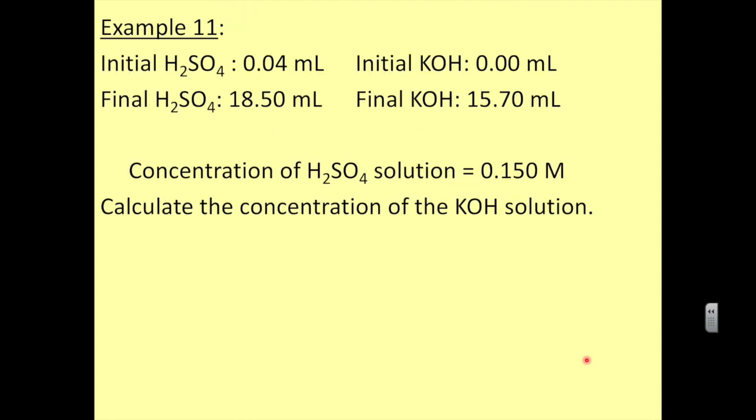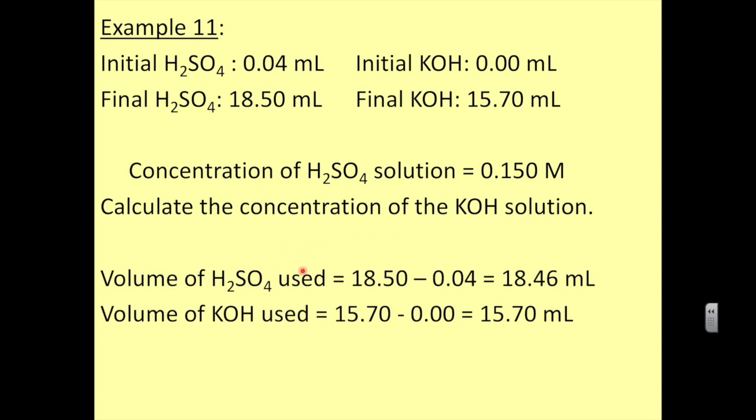Your last example will have sulfuric acid and potassium hydroxide. Now, sulfuric acid is a diprotic acid and would not be preferred to do in a titration, but we can do it, and we are going to assume that both of these protonate, which means both of these hydrogens are given away, and we're just going to assume that there's only one equivalence point during this calculation. So the concentration of sulfuric acid is known, and the concentration of potassium hydroxide is unknown.